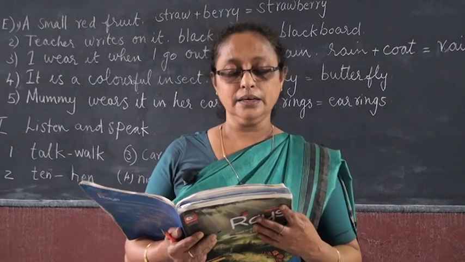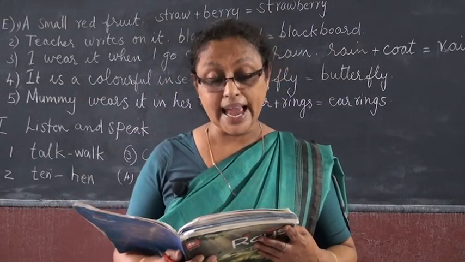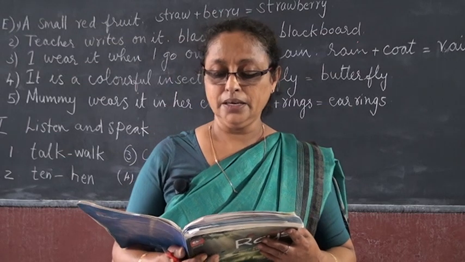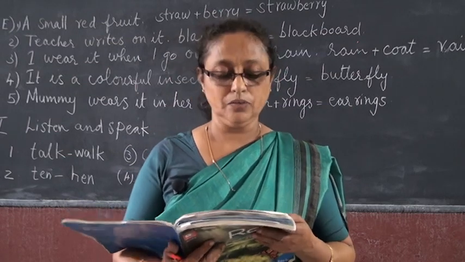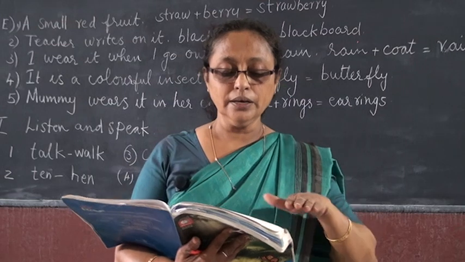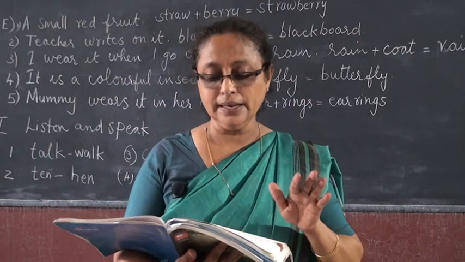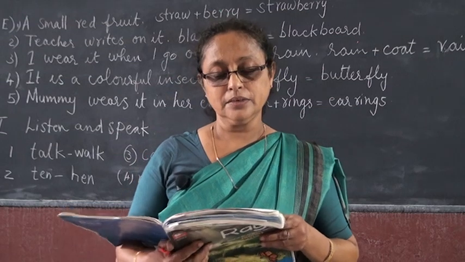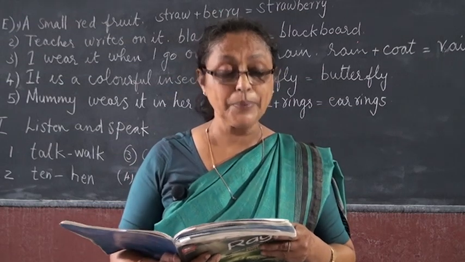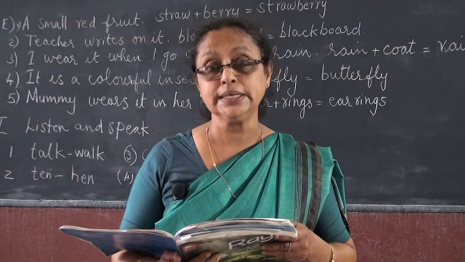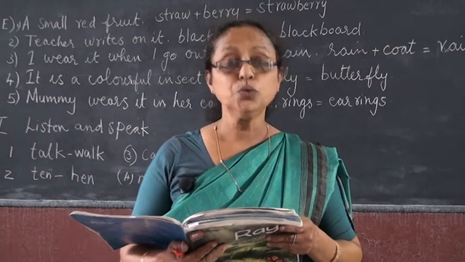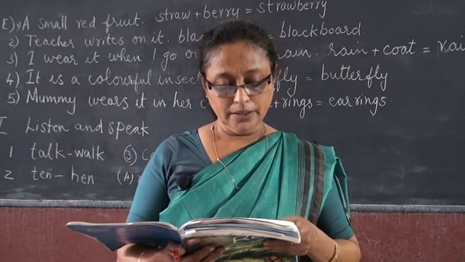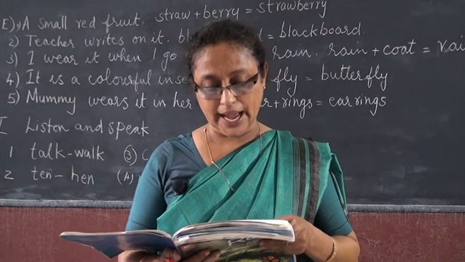Next is C. Find 8 ly words in the word puzzle. Fill in the blanks with them. What should you have to do? You should look for the ly words in this puzzle and fill in the blanks. That is on page number 42C. First one: the king ruled dash.